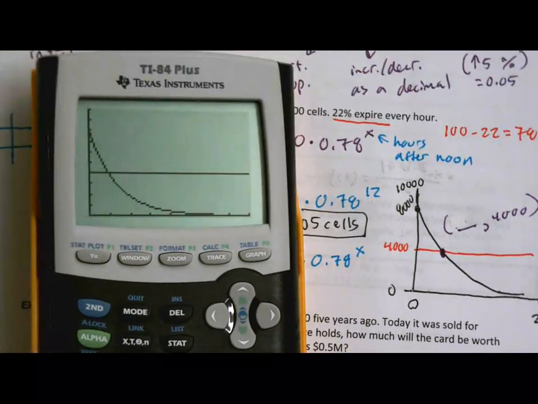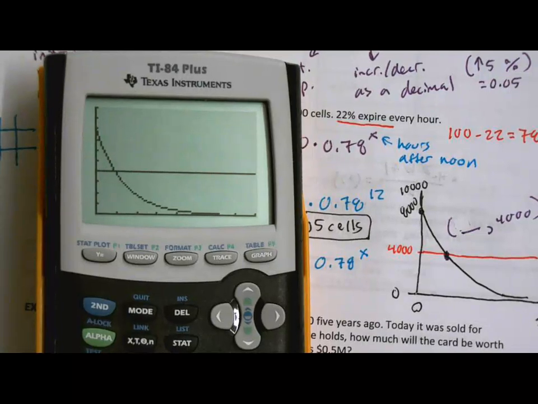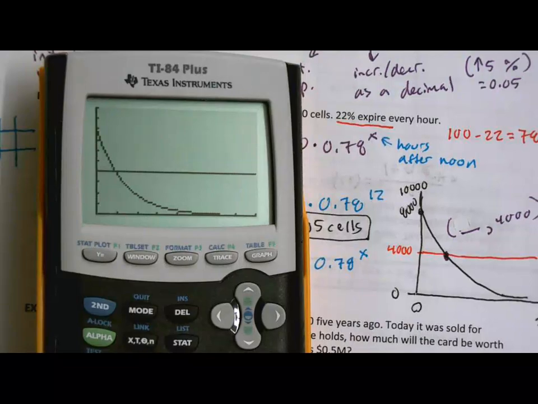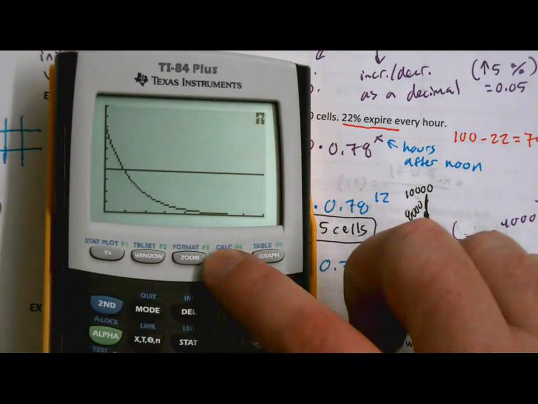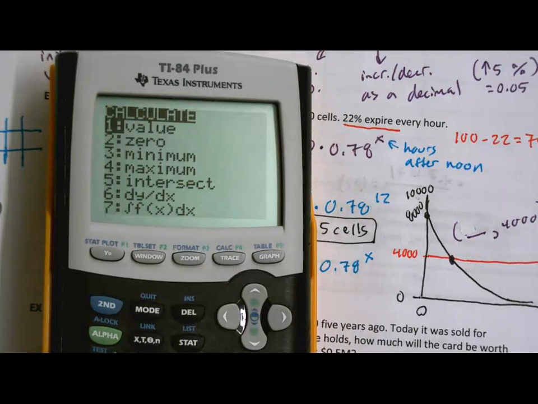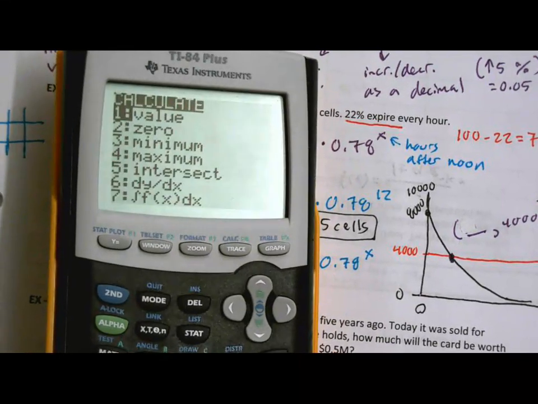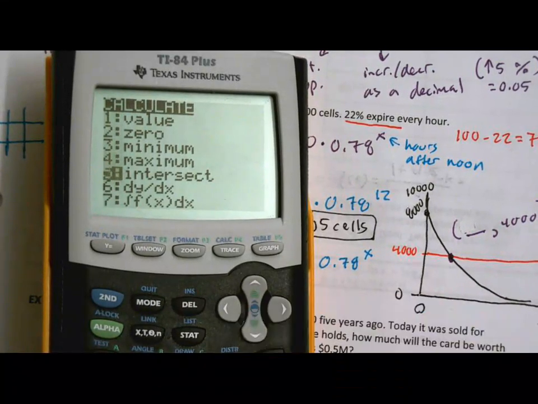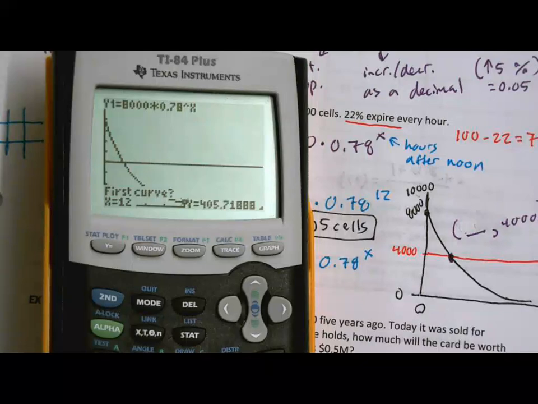Have we talked about how to find intersections yet? No? Where do you think you might find it? In second calc, yeah, that's where all the useful stuff is. Which of those options do you think might help us find where two things intersect each other? Option 5, is it? Yep. Are you sure you haven't seen this?